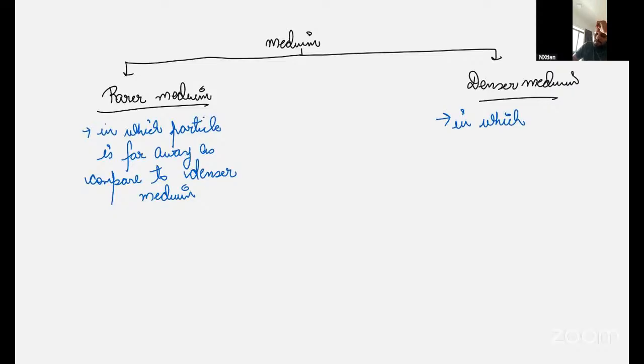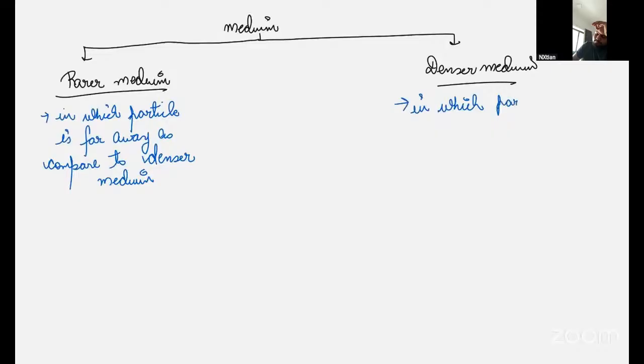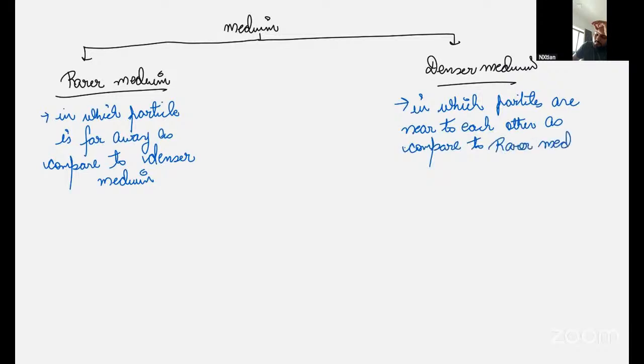Okay. So in which particles are nearer to each other as compared to rarer. Compared to rarer. Did you listen?